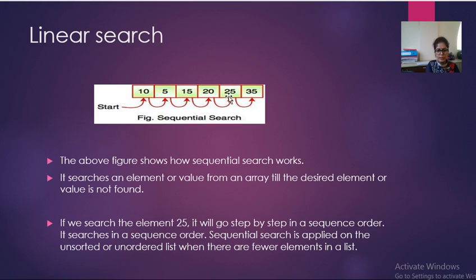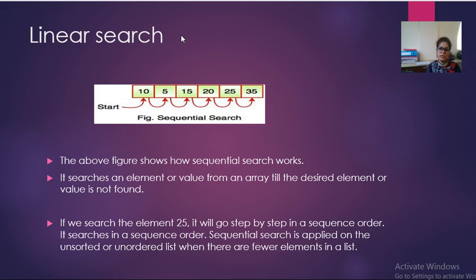Now your item is 25 and the element at that location is 25. 25 is equal to 25, so it means item matched. So you have to write the location of this element. For example, according to this array, the location is 1, 2, 3, 4, 5. So the location is 5. In the result, you have to write the location, that is 5, and you have to write search successful. So this is how you have to perform linear search.